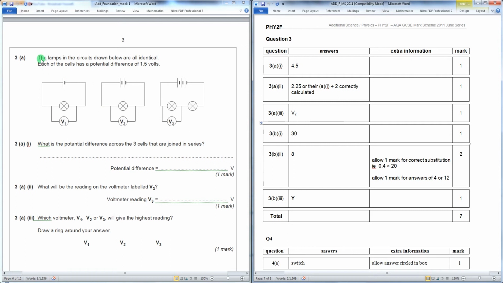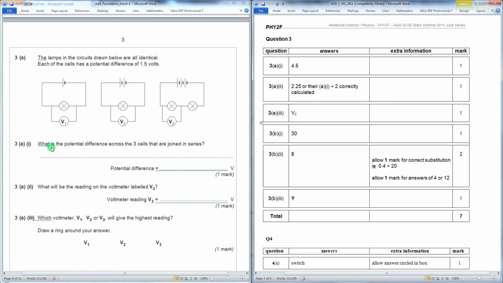Okay, so some key points at the top that if you don't read make the question very difficult. The lamps in the circuits drawn below are all identical. Each of the cells has a potential difference of 1.5 volts. Now a cell is a single one of these symbols here. So the left-hand circuit has one cell. The middle circuit has two cells, and the right-hand circuit has three cells.